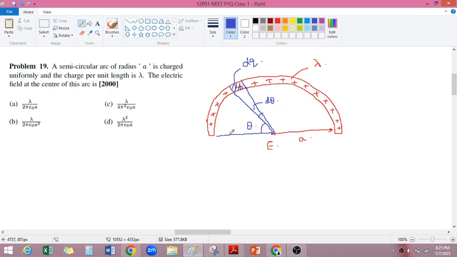So at an angle theta, it is this d theta. In the point theta and this point is d theta, this small sector. And this radius is a. So I need to integrate from here to here. But before that, because of the small charge, how will the electric field be? It will be like this.